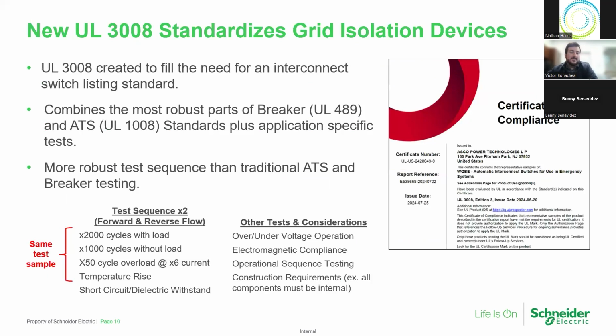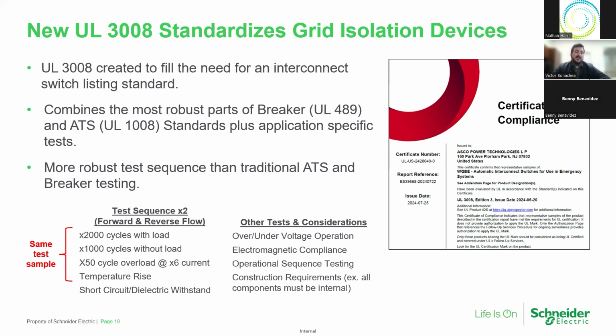Next slide. Now the question is, if it needs to be listed, we always think UL when we think listing and labeling. What standard exactly do these types of solutions get listed against? Well, that's going to be UL 3008, which is specifically a standard for automatic interconnect switches for use in emergency systems. So this is actually a brand new provisional standard. And the reason I say provisional is because the process of creating a new standard with UL has a couple steps to it.